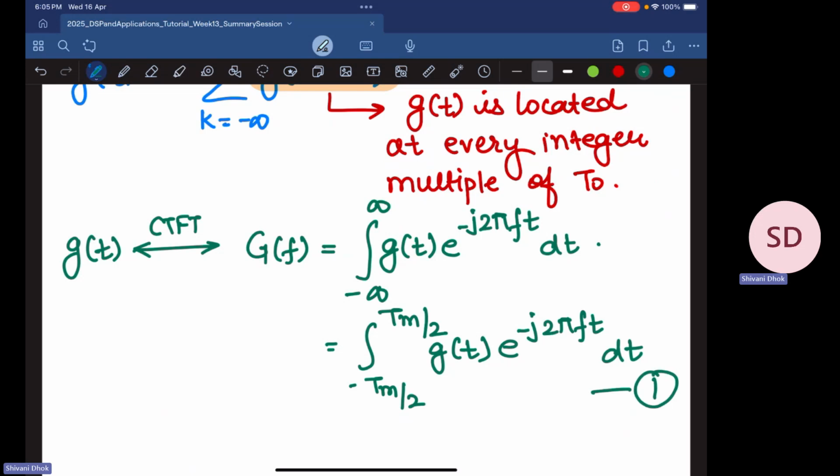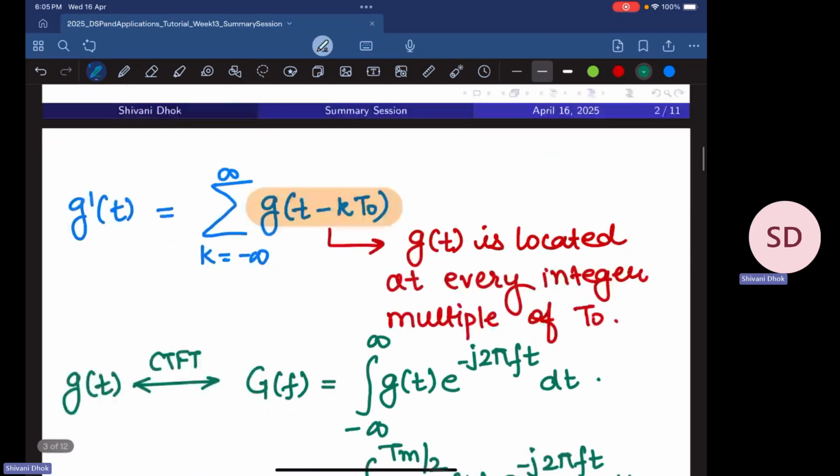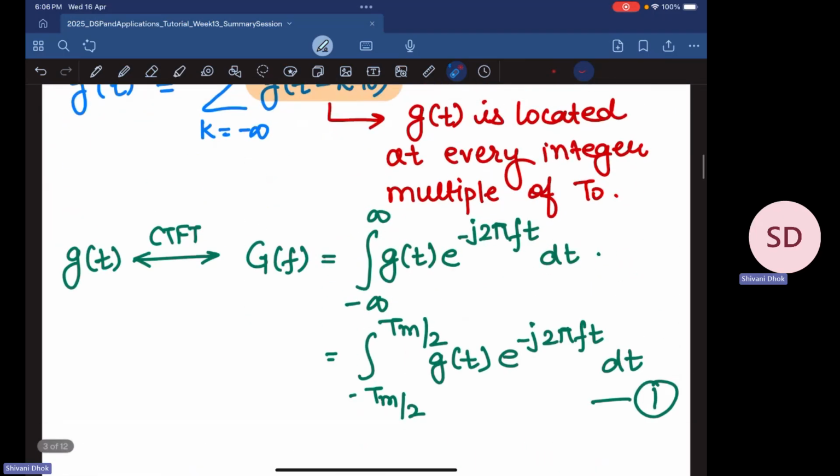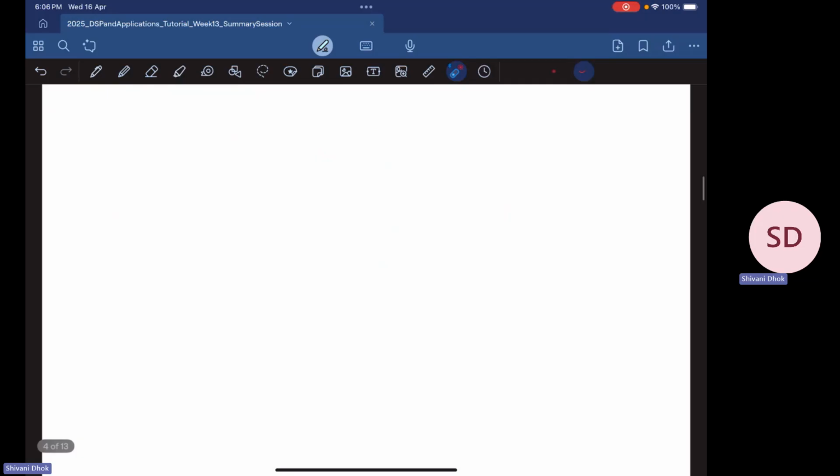Now we have control over the Fourier transform of this signal, that is g of t. But we are not interested in the Fourier transform of this g of t. We are interested in the Fourier transform of this g prime of t, which is the periodic repetition of this signal g of t. So let's again look at this g prime of t.